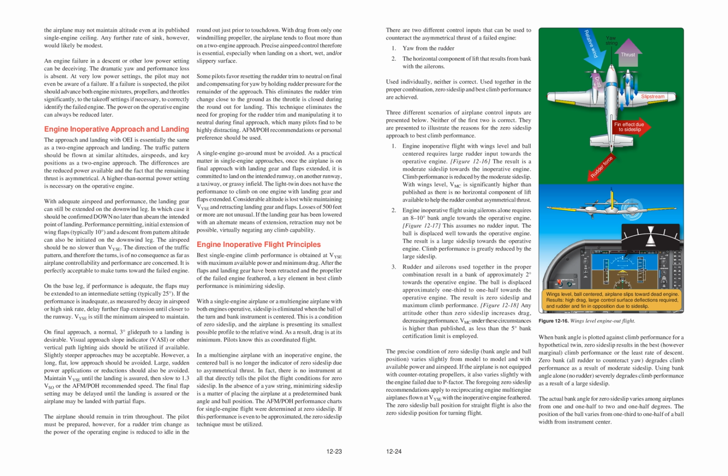Pilots know this as coordinated flight. In a multi-engine airplane with an inoperative engine, the centered ball is no longer the indicator of zero side slip due to asymmetrical thrust. In fact, there is no instrument at all that directly tells the pilot the flight conditions for zero side slip. In the absence of a yaw string, minimizing side slip is a matter of placing the airplane at a predetermined bank angle and ball position.